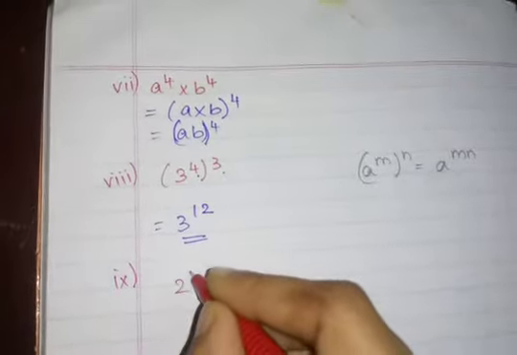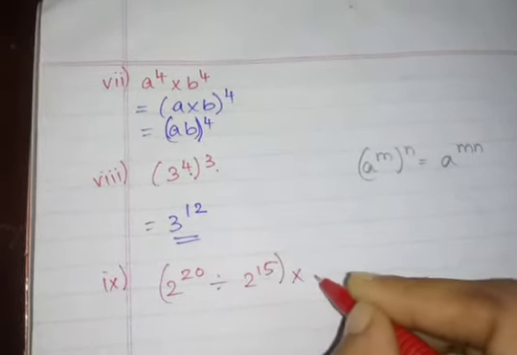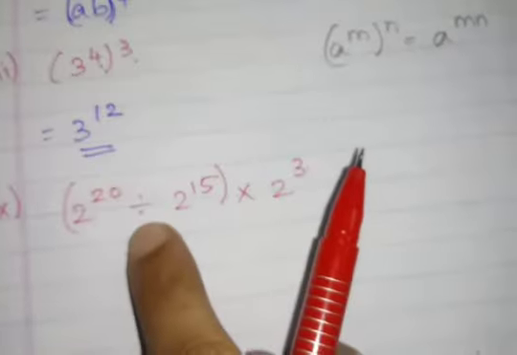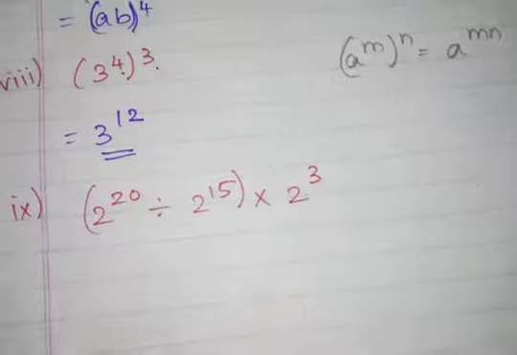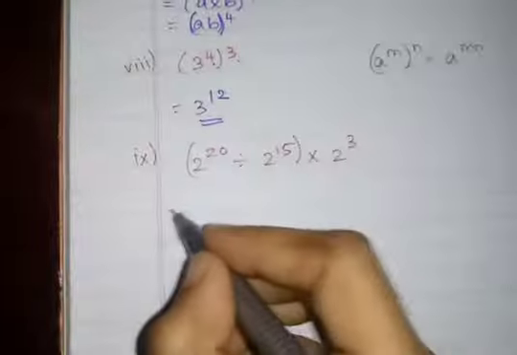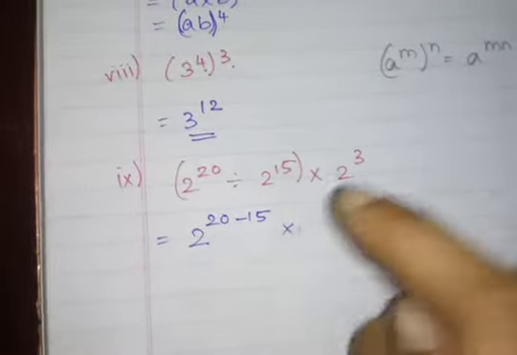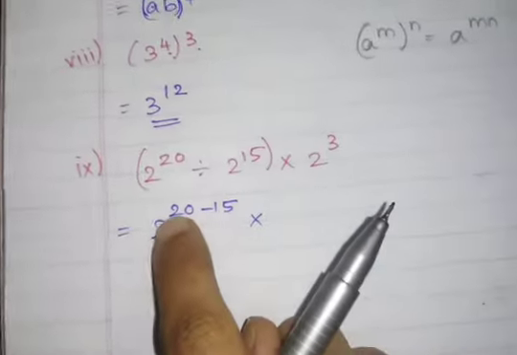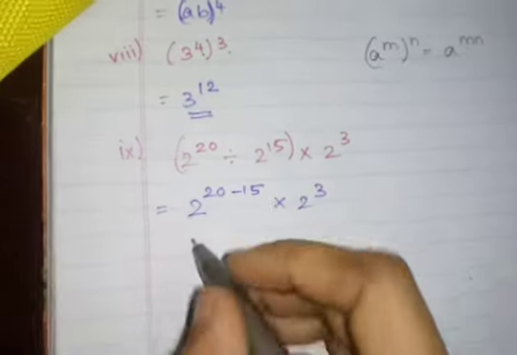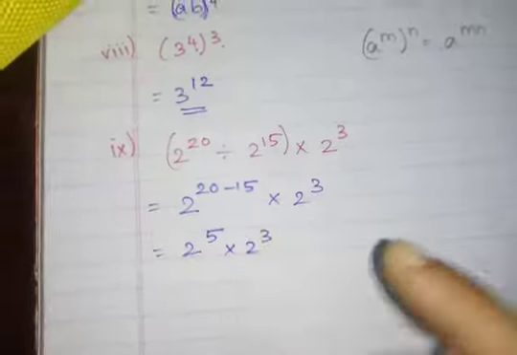9th problem. 2 power 20 divided by 2 power 15, the whole into 2 power 3. So first you should do the operation inside your bracket, right? So 2 power 20 minus 15, because same base and division, into 2 cube. 2 power 20 minus 15 is 2 power 5 into 2 cube, is it correct?